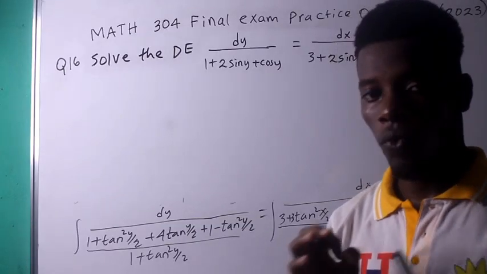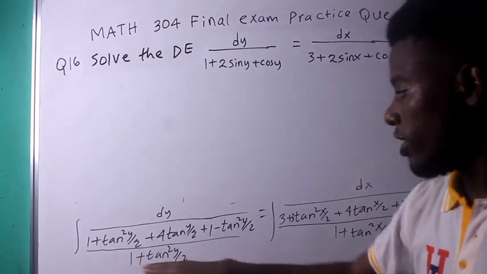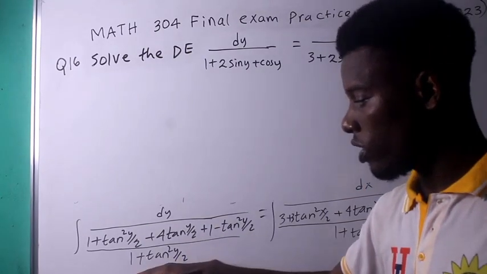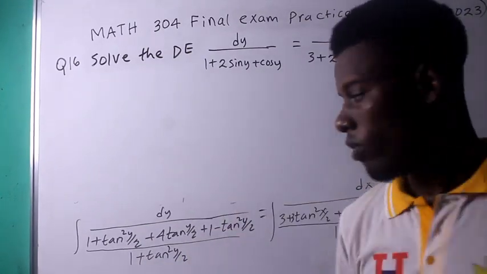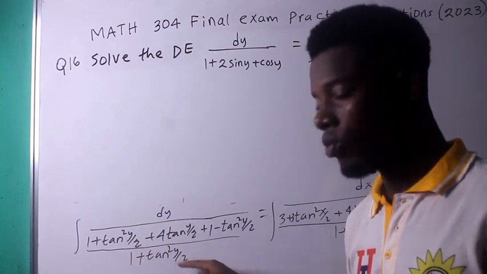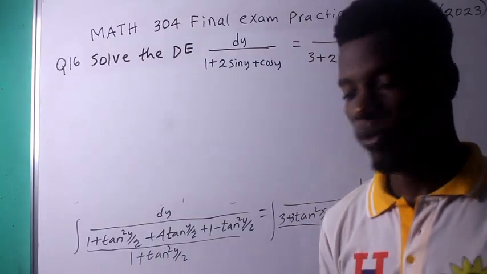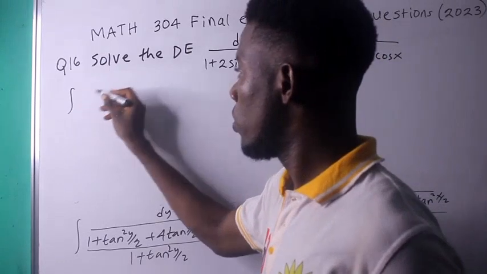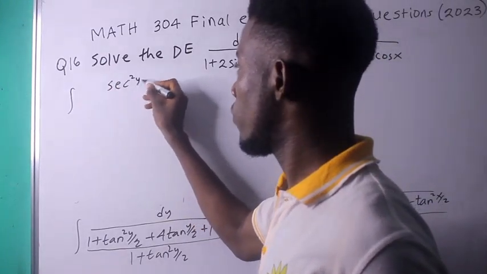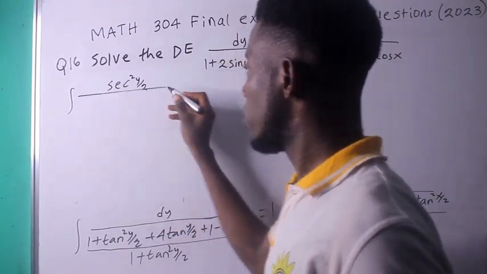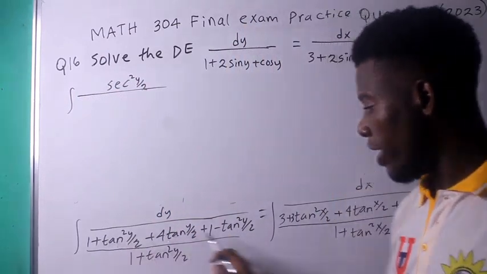Once we've done that, we'll realize that this will go in the numerator. So this goes in the numerator, but remember 1 plus tangent square y over 2 is secant square y over 2. So we have the integral of secant square y over 2 all divided by, now I can collect like terms here.